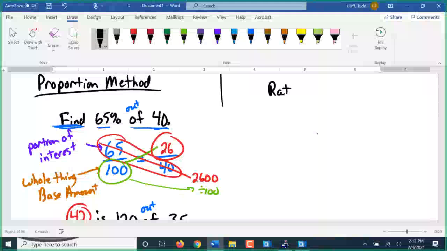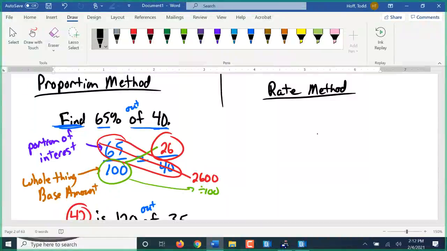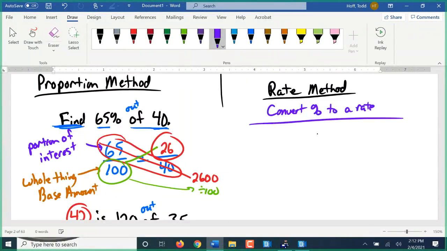Well, I promised you we'd come back and redo all of these problems with another method. And that method is going to be called the rate method of percents. The rate method involves: convert the percent to a rate. So that's the first thing, is if we have the percent, we convert it to a rate.